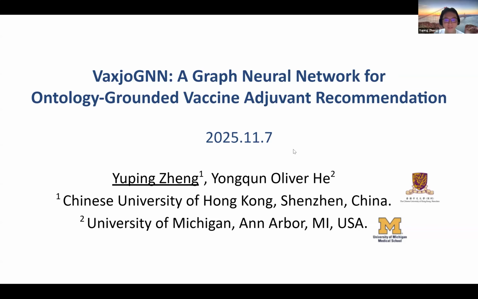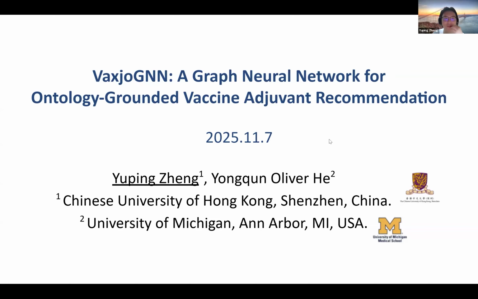I'm Yuping, and this is a collaboration between me and Oliver, and our project is called the VaxjoGNN. As the title suggests, we use the Vaxjo database and a graph neural network to learn the information in the database. So let's dive in.